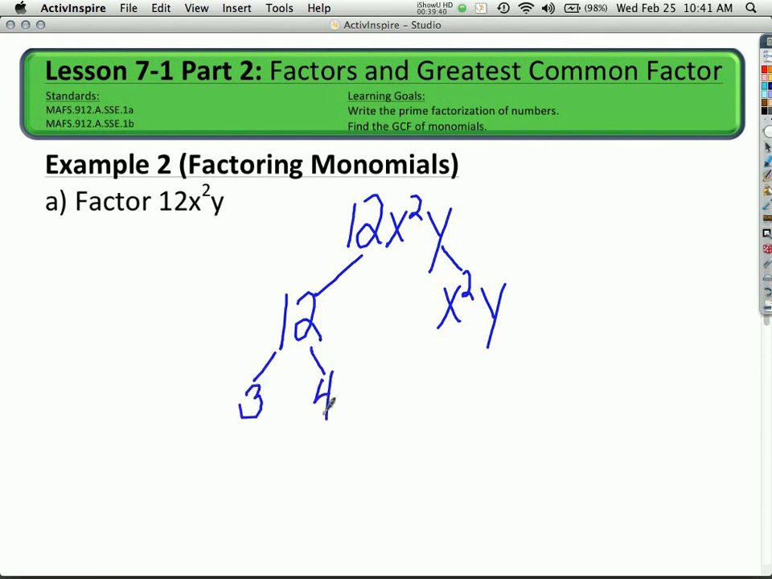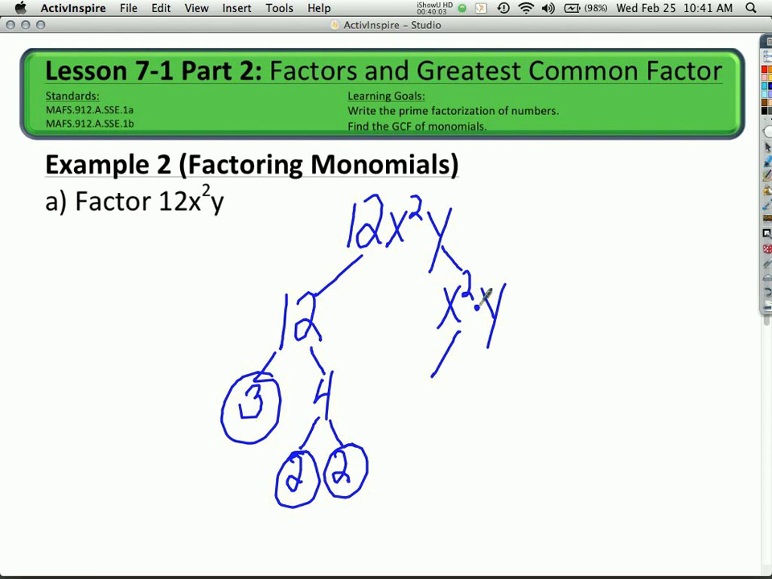Anything prime? Tristan? 3. 4 is not prime. I don't know if I really need to call on anybody. 2 times 2. And so we can see that the factorization is going to be 2 times 2 times 3 times something. So now we have to break this down, and it's unbelievably easy.